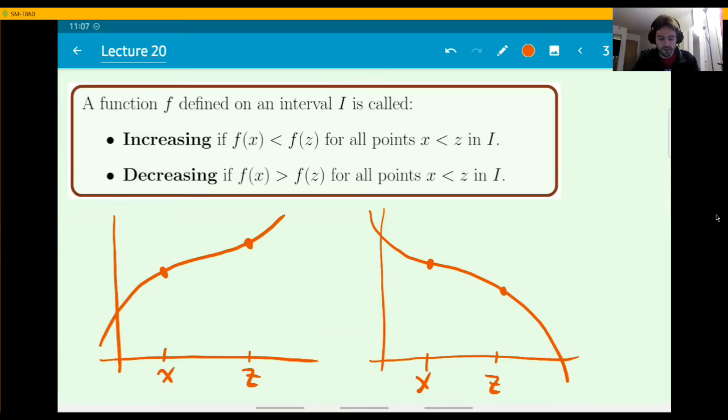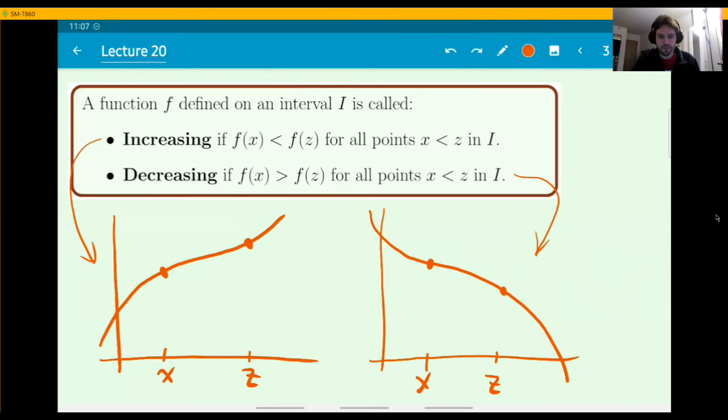But mathematically you say it like this: increasing. f of x is always less than f of z if you take points x less than z in this domain I. So that would be the first picture here. If you take any two points x and z with x less than z, you find that the value of f of x is less than that of f of z. And for the second picture, what changes is that f of x has to be larger than f of z if x is smaller. So that would be this. So this is what increasing and decreasing means.